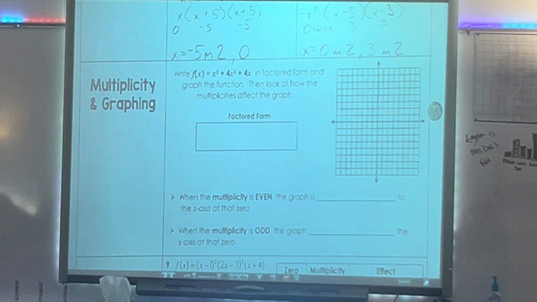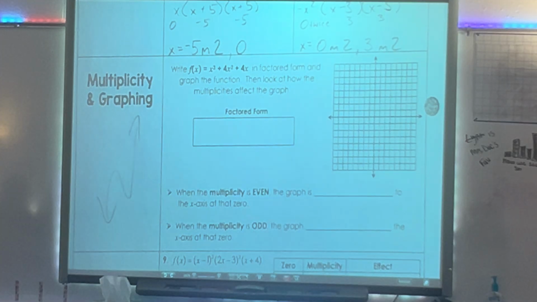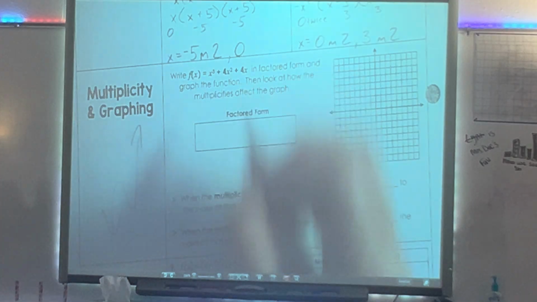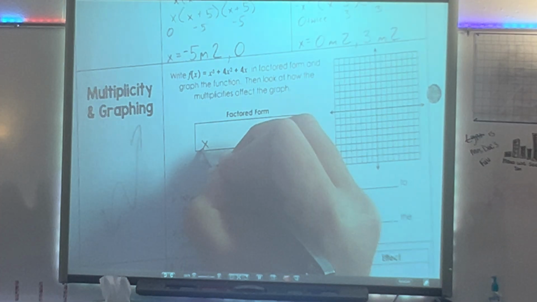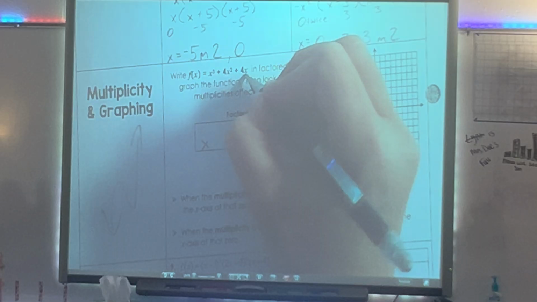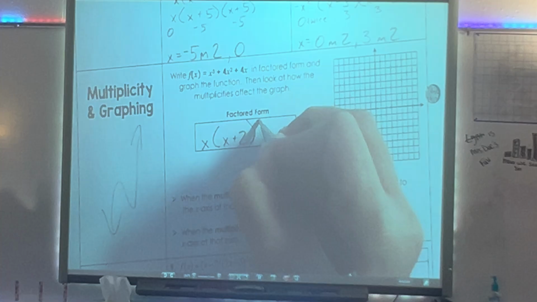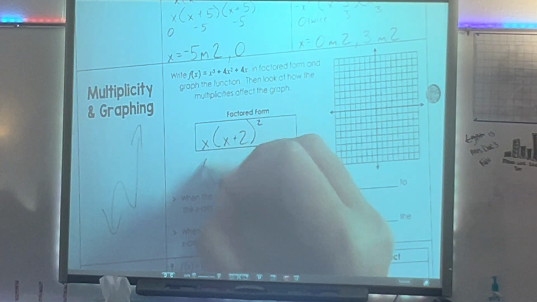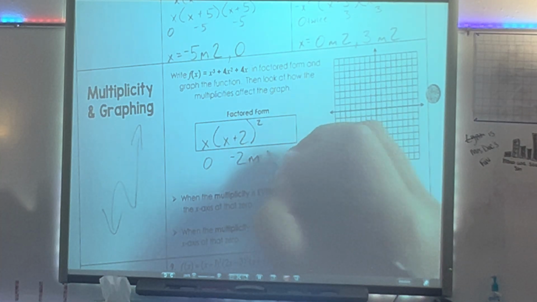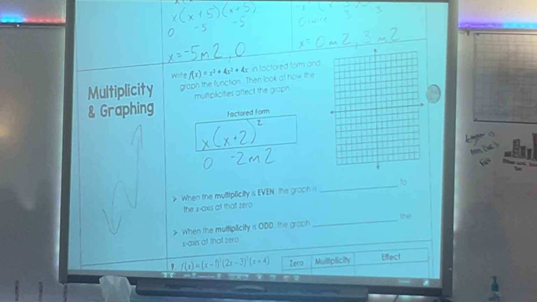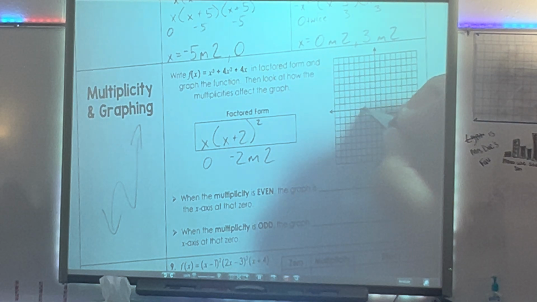Okay. When we're graphing, this is a cubic, so it's going to do something like that. I don't know exactly what it looks like. So I'm going to go ahead and factor it here. So x, let's see, that would be the x squared plus 4x plus 4. So plus 2 and plus 2. I'd probably write it this way. So then I would have 0, negative 2, multiplicity of 2. Y'all okay there?